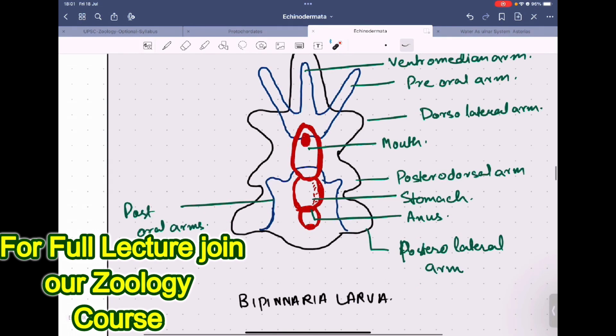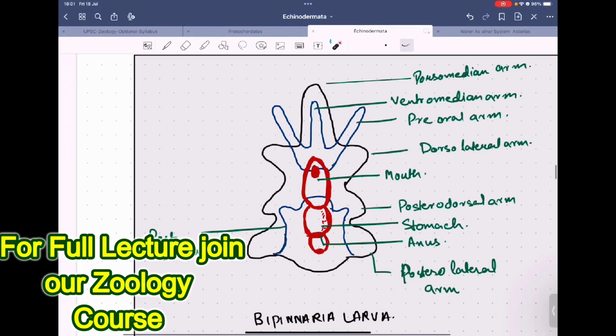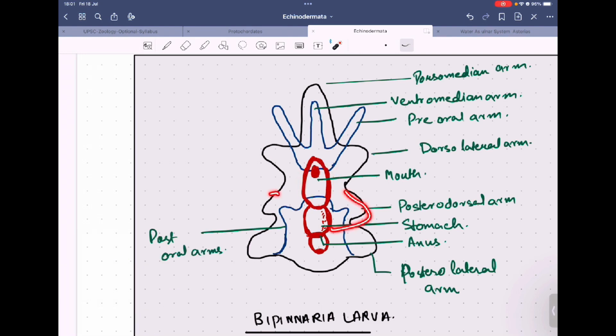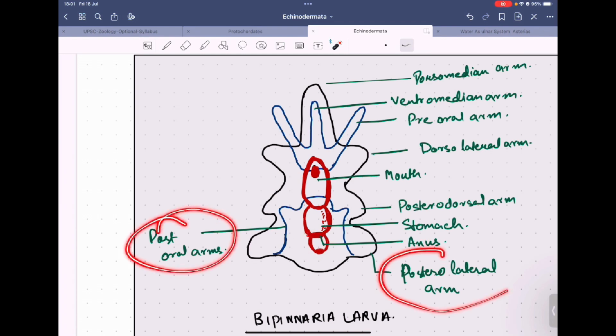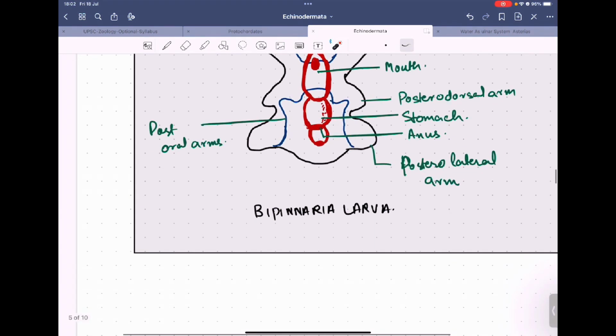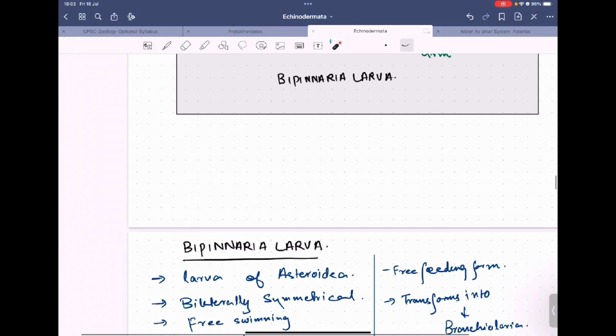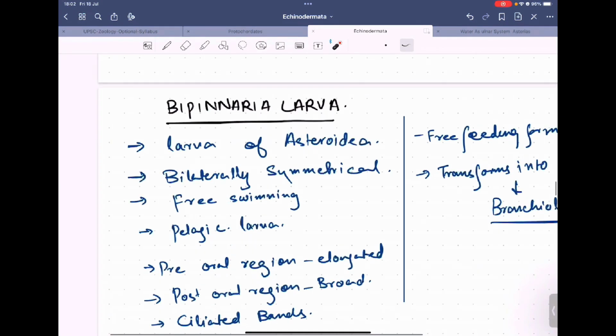Here we have the bipinnaria larva firstly. The bipinnaria larva has appendages on it like the dorsal median arm. It has these preoral arms, these dorsolateral arms. There is a mouth. There are posterodorsal arms. There is a stomach. There is anus. There are these post-oral arms. There are posterolateral arms. So this is bipinnaria larva, and this is the larva of Asterias.